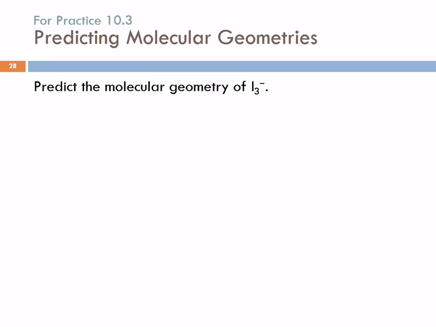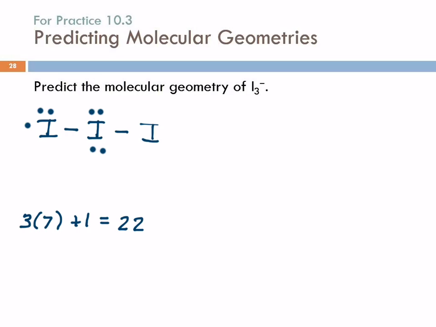Let's do I3 minus. Well, that's a weird ion. Yes, it is. So the iodines must be connected to each other. And valence electrons, we have 3 of 7 electrons, and then the negative charge says we have to add 1. So that gives us 22 dots, right? I've got 2, 4, 6, 8, 10, 12, 14, 16, 18, 20.